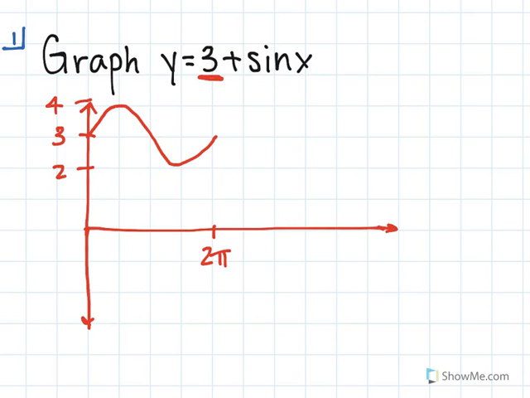So this is a graph of just one revolution of a sine wave from 0 to 2 pi if you're using the function y equals 3 plus sine x. As you can see, we shifted the graph vertically up by 3 units, so it's starting at 3 instead of 0, and then it peaks at 4, and it has a minimum at 2.